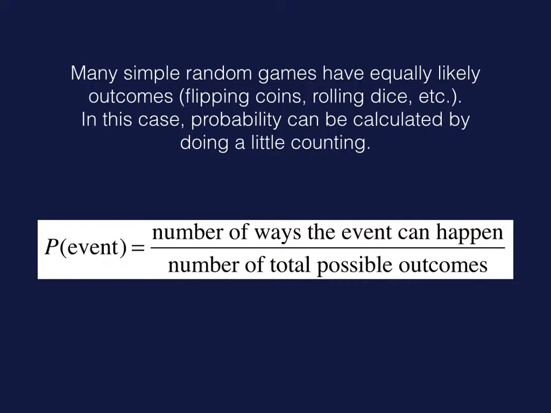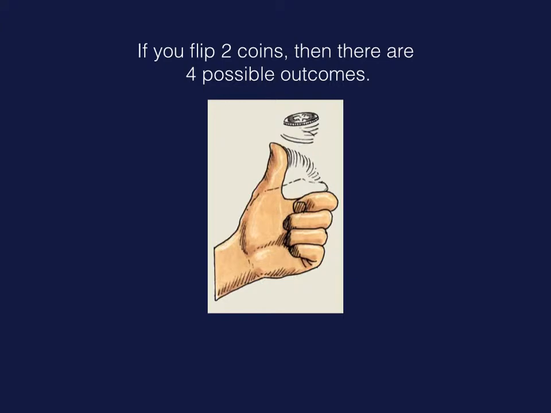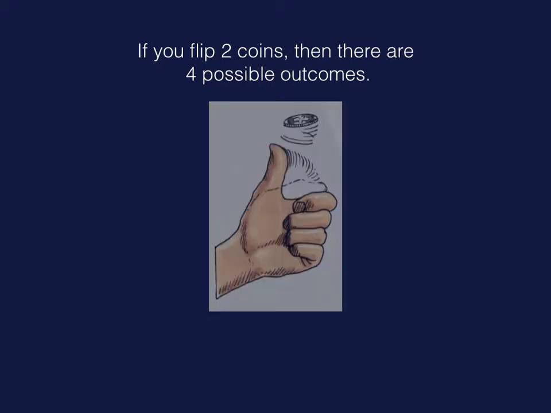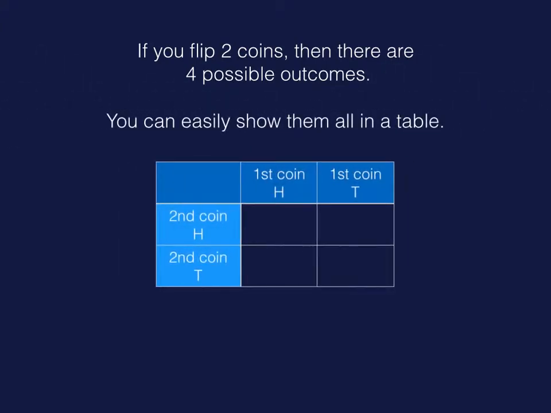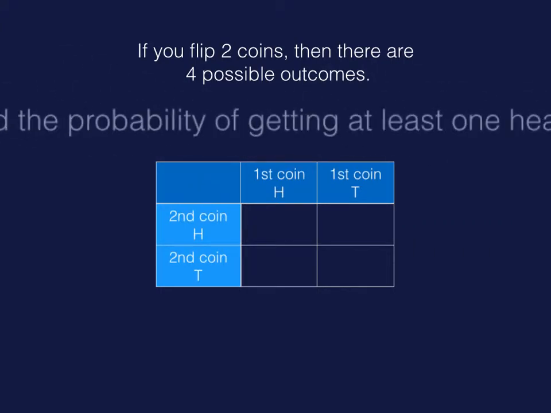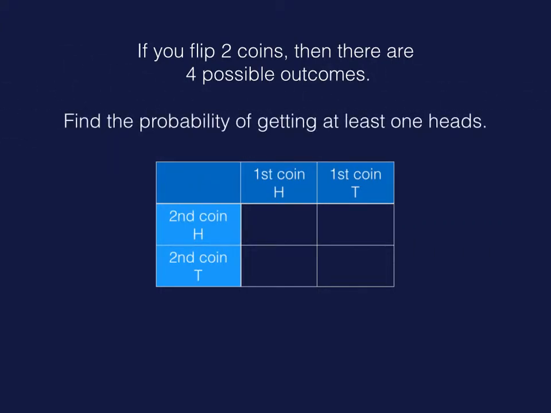Let's look at a simple example. Let's say you flip 2 coins. That setup tells us that there are 4 possible outcomes. And if you don't know, you can show them in a table. Each of those 4 boxes represents one of the 4 possible outcomes. Asking a question about an event, the event of getting at least 1 heads: how many ways can that happen? Well, 3 ways. So 3 out of 4 is the probability. You just got to count. There's 3 ways to get at least 1 head, and out of 4 possible outcomes.